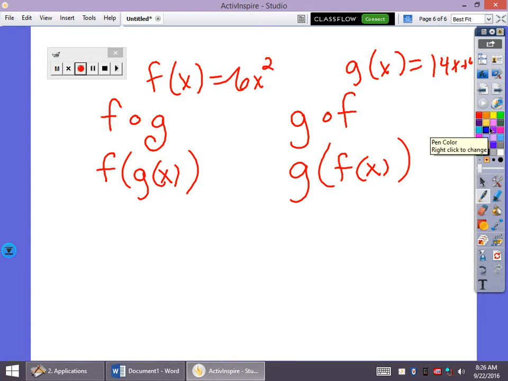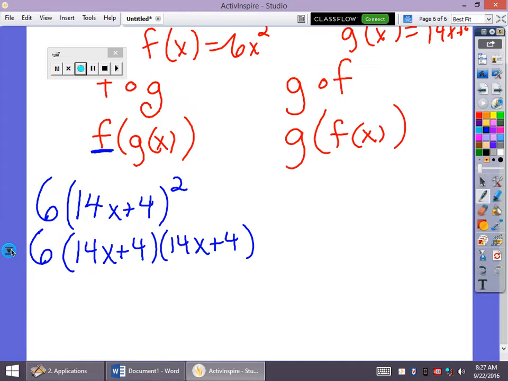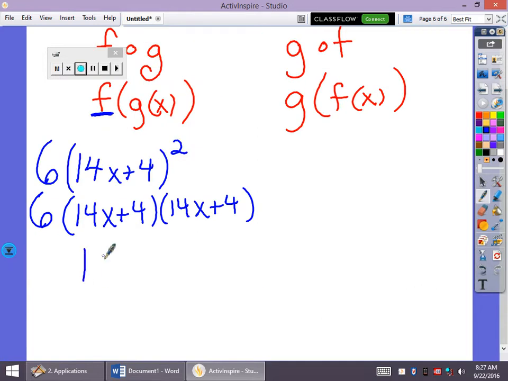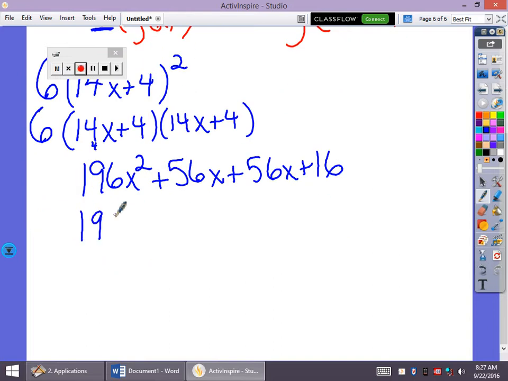f of g of x, which means I'm going to take function f, and wherever I see x, I'm going to plug in the g. So that's going to be 6 times (14x plus 4) squared. So 6 times (14x plus 4) times (14x plus 4). Using double distribute or FOIL, whichever you're comfortable with, 196x squared plus 56x plus 56x plus 16, which is 196x squared plus 112x plus 16.